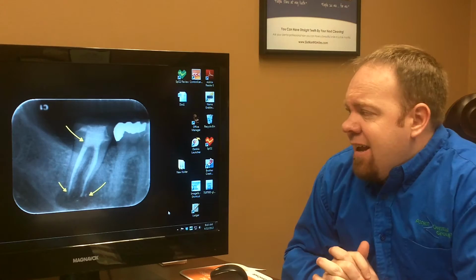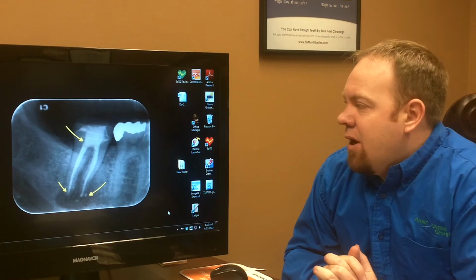Another thing they can do is go in through the side of the bone and cut off the little root tips and try to rid the bacteria that way as well. That's a little bit of an advanced procedure, but it's a surgical procedure where they cut off the tip of the root and hope that we get healing in the bone.